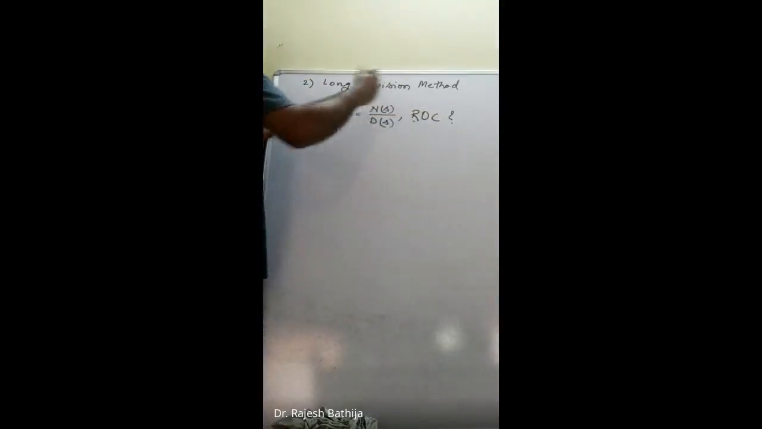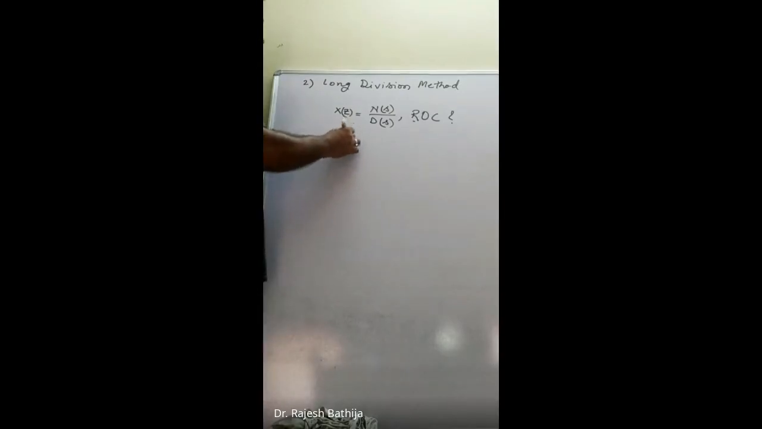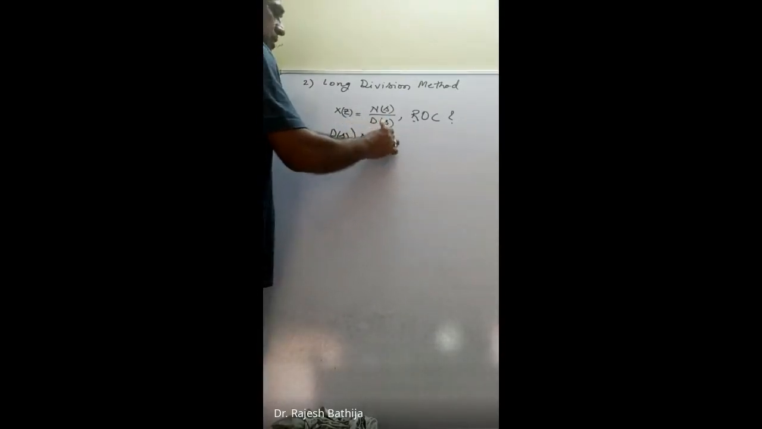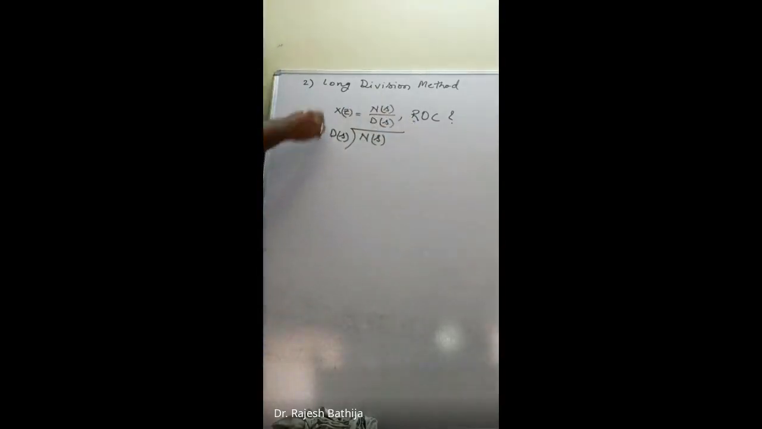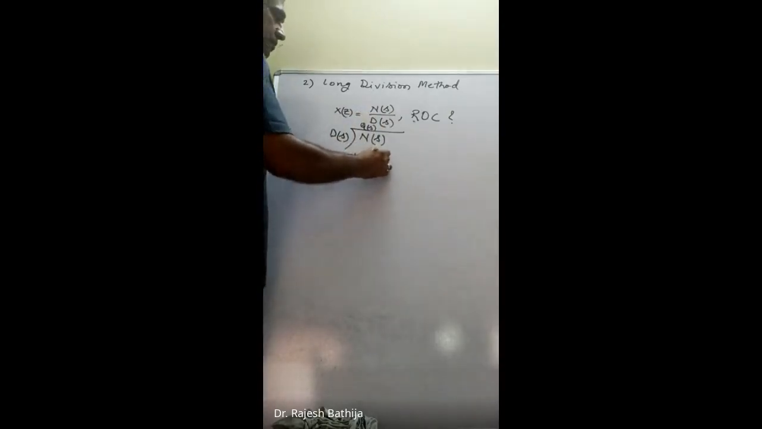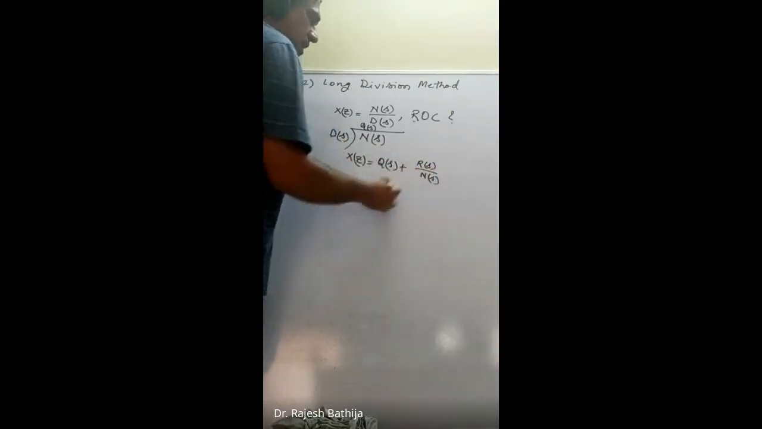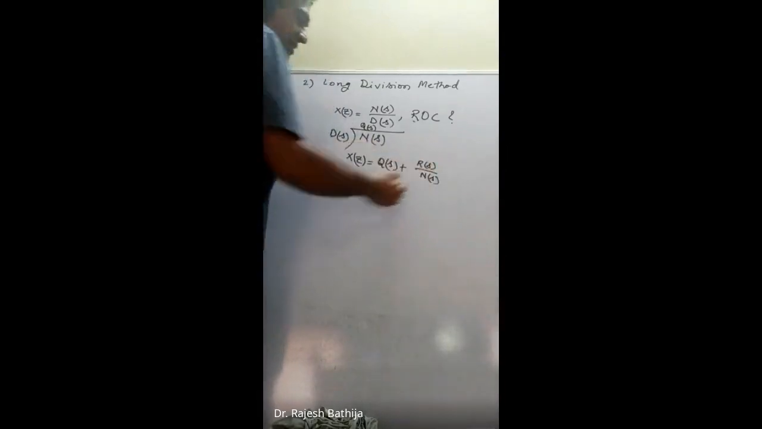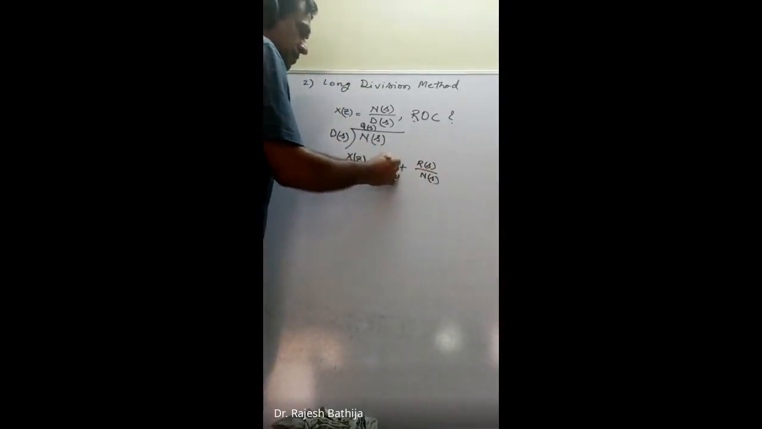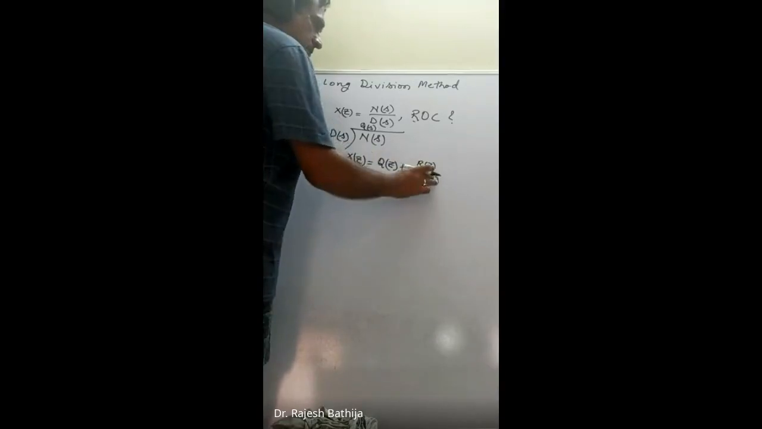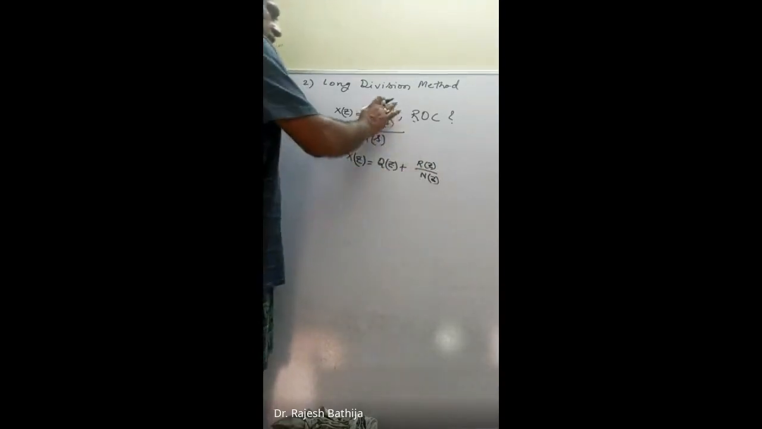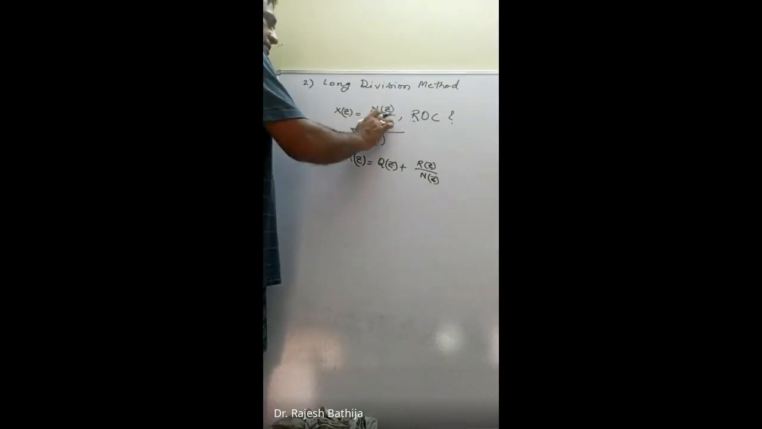Now x of z will be given in this form. So what we do, we divide the numerator polynomial by the denominator polynomial, and then we find the quotient polynomial. And we write x of z in the form of q of s plus some remainder polynomial divided by the denominator. Here z should be there, not s. It is not a function of s, it is a function of z only.